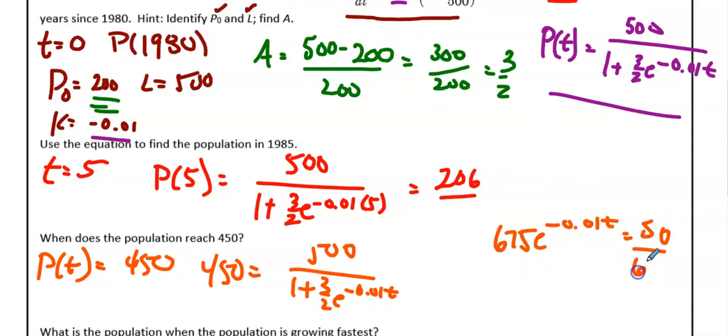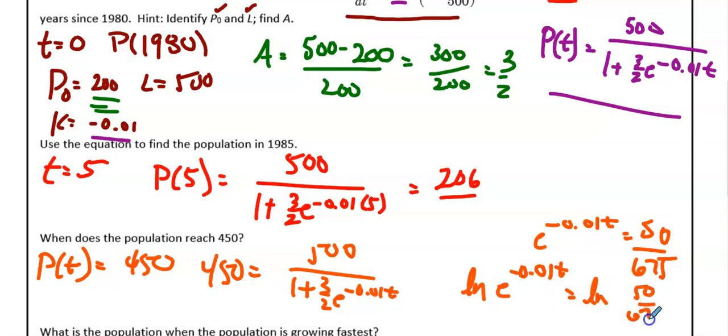I'm going to now divide by 675, and again, this is a calculator question, like so, and then we're going to implement the natural log to both sides. The natural log of e to the negative 0.01 t is equal to the natural log of 50 over 675. This is now going to cancel. That's going to leave us with negative 0.01 t on the left-hand side equals the natural log of 50 over 675. When we divide both sides by negative 0.01, we're going to get that t is going to be equal to 260.